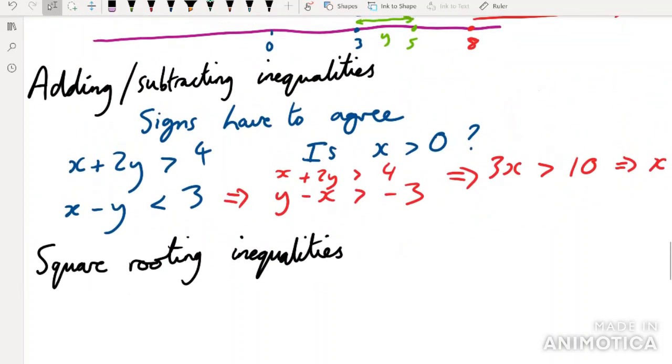So that's all I'd say about adding and subtracting inequalities. You can treat them as simultaneous equations, but just make sure the signs agree. The GMAT loves doing this. They love making sure the signs don't agree in the form they give it to you. So just rearrange it so that the signs do agree. It's almost always going to be more helpful to have the signs agreeing, regardless of what you're going to be doing with inequalities.